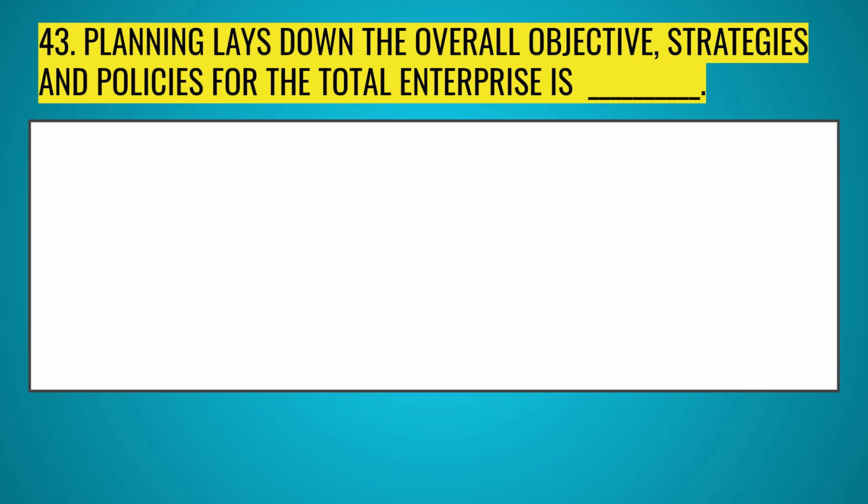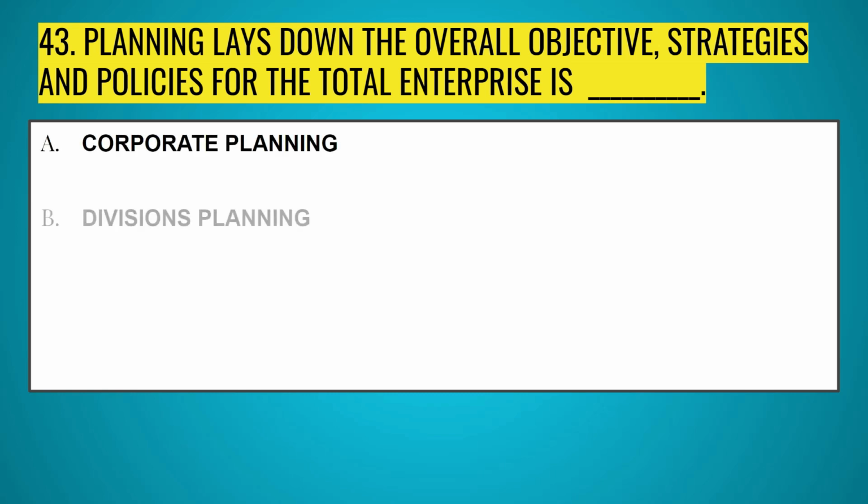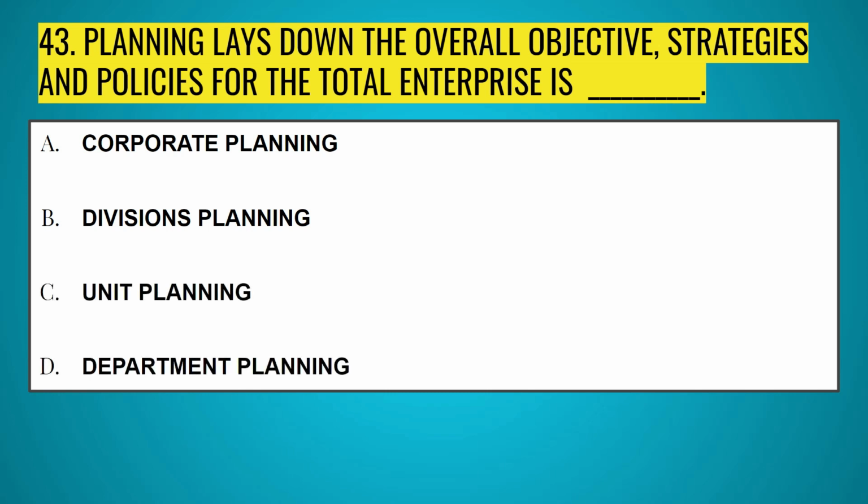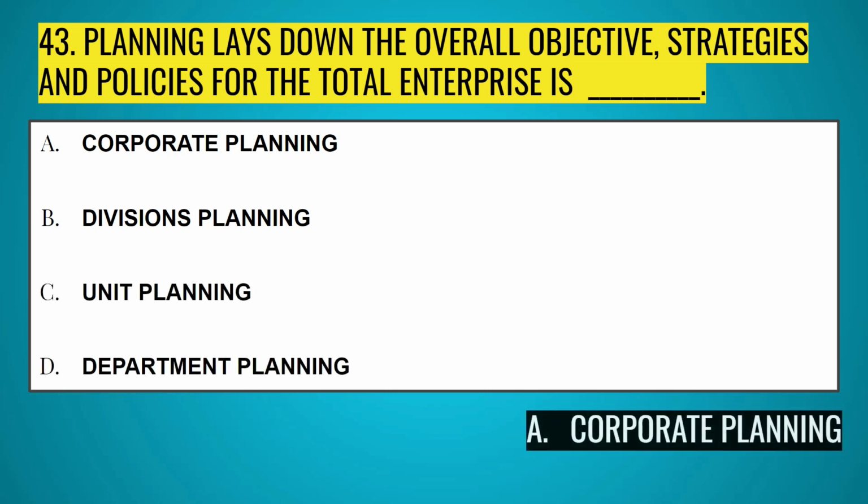43. Planning that lays down the overall objective, strategies, and policies for the total enterprise is dash. Option A. Corporate planning. B. Divisions planning. C. Unit planning. D. Department planning. The answer is option A. Corporate planning.